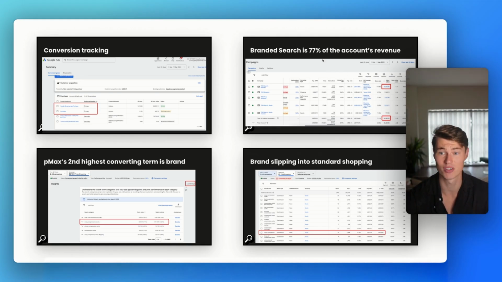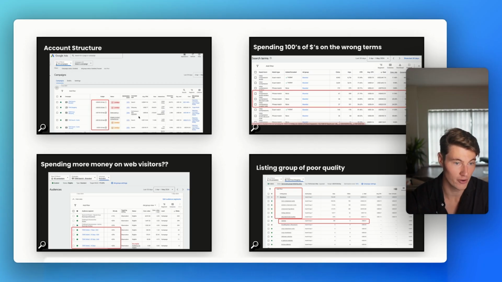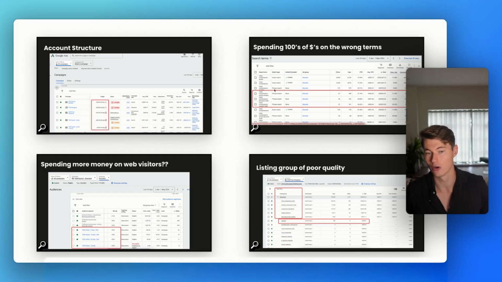Branded search was about 77% of the account's entire revenue. So the account was just not driving any incremental revenue whatsoever. PMAX, which they thought was cold, actually had their brand name as the second highest converting term. Brand was even slipping into their standard shopping as well. Okay, so there was just literally no cold campaigns whatsoever. Their account structure was completely cooked. They were spending way too much on branded search. They were spending hundreds of dollars on just bad search terms like discount codes, reviews, coupon codes, keywords we just do not find bring high quality new customers.